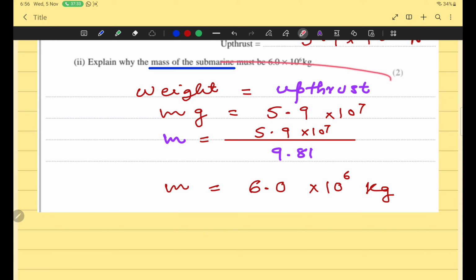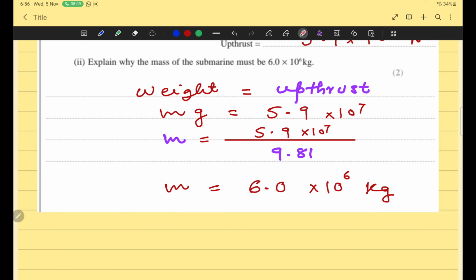अब्दुल्ला सिर्फ ये बताइए, इस क्वेश्चन में हमने एक नया फार्मूला डिस्कस किया है. क्या फार्मूला सीखा है आपने? इसके अंदर क्या दिमाग बना रहे हैं अब्दुल्ला, हमें बताइए. अगर सबमरीन को एक पोजीशन पर रोकना है तो सबमरीन का वेट इक्वल टू अपथ्रस्ट. ठीक है जनाब. सबमरीन का मास कैलकुलेट करना है तो मास होगा अपथ्रस्ट डिवाइडेड बाय ग्रेविटी.